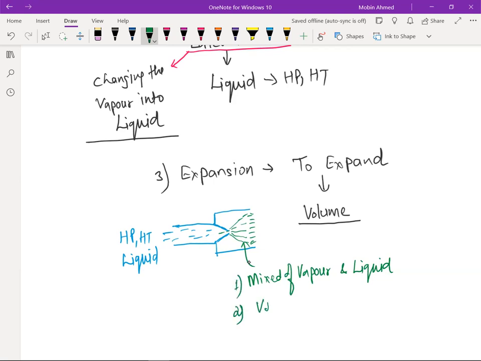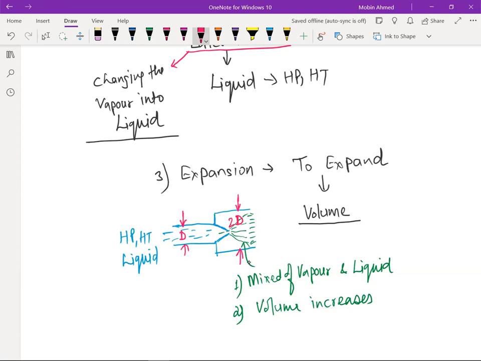Second, the volume is going to increase. How the volume is going to increase? Just see here the dia. Suppose this is the dia. Okay, I'll just make it with another color. So this is a dia. Generally, the dia of this TV before that, suppose it is D. Then the dia after the expansion valve is going to be 2D.